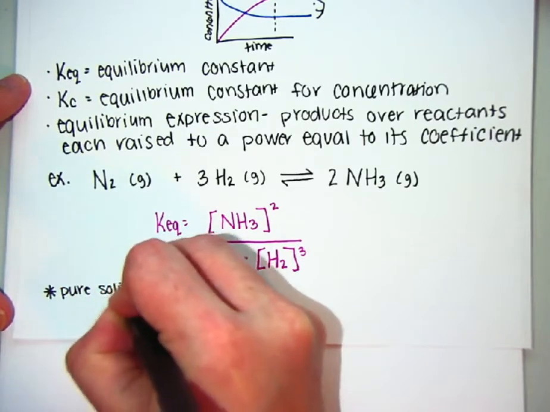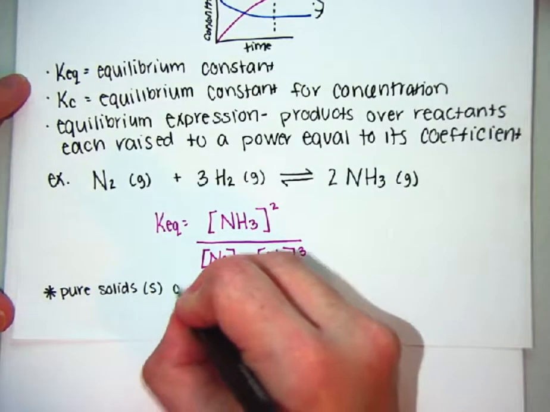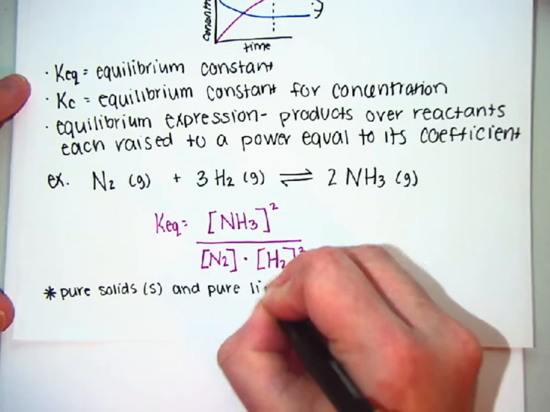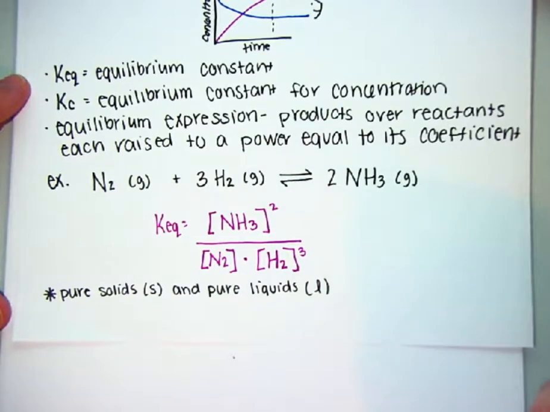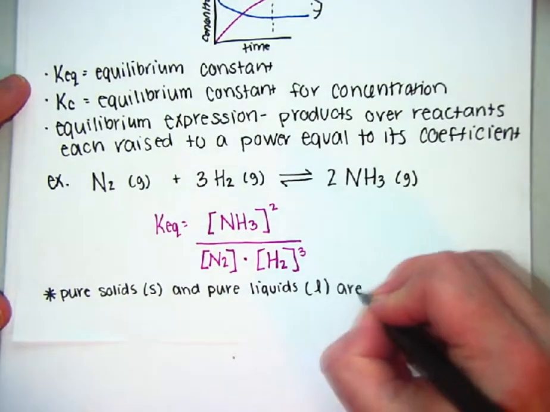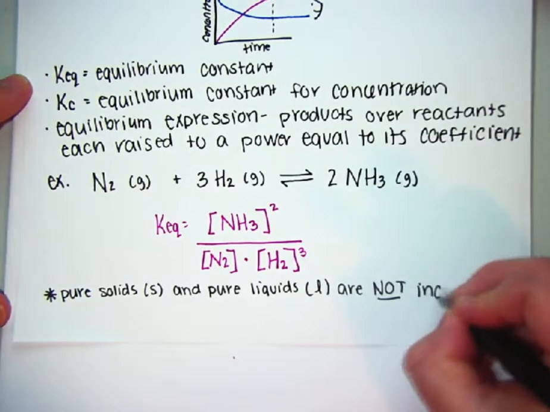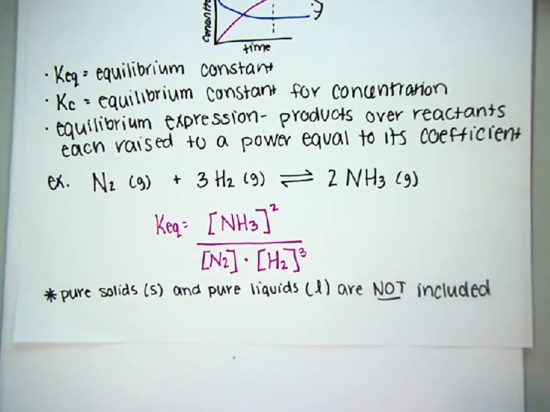Pure solids, which would have an (S) in parentheses, and pure liquids, which would be an (L), are not included. If you have a pure solid or pure liquid in your equilibrium, in your reversible reaction, do not include them in your equilibrium expression.